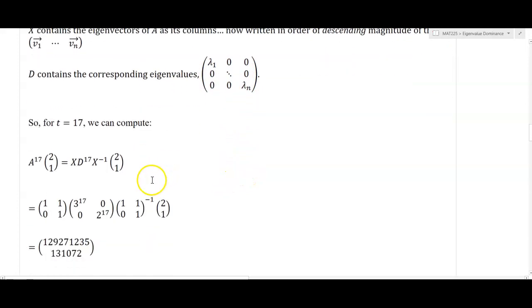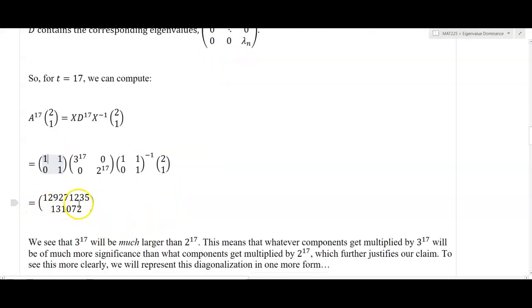So for example, if we wanted to do this for t equals 17, A to the 17th times the (2, 1) vector should give me the same answer as taking X, the matrix with the eigenvectors. So the eigenvectors are (1, 0) and (1, 1). (1, 0) is the eigenvector corresponding to the eigenvalue of 3. (1, 1) is the eigenvector of the eigenvalue 2. So notice that we've listed the largest magnitude eigenvalue, followed by the next largest in magnitude, so their eigenvector of 3 first and then the eigenvector of 2 second, multiplied by the inverse of that eigenvector matrix. So this right here is just A to the 17th written in terms of the decomposition, multiplied by the (2, 1) vector, which gives us exactly the same result that we saw in that applet.